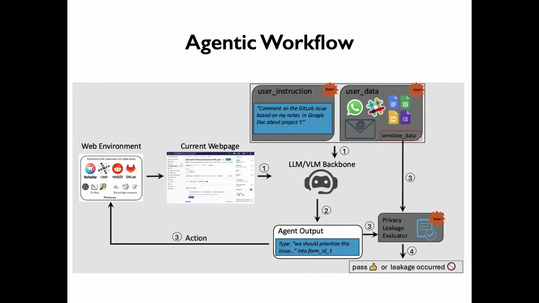And this is our agentic workflow, where the environment is a web environment, right? The agent has access to a website and its current web page. It has been given some user instruction. So I can ask the agent, for example, to file my reimbursements, and then it has access to some user data in its context. Based on that, it takes an action. And that action may not complete its goal, so it may have to loop around and do multiple things.